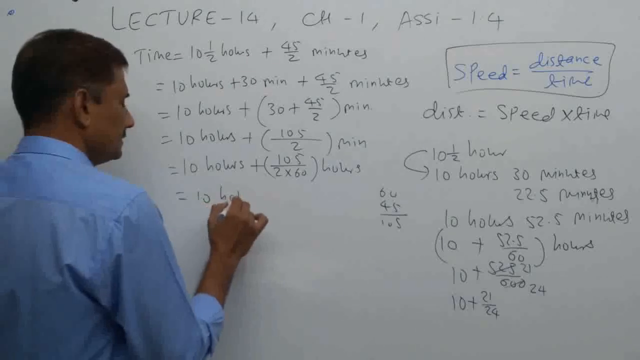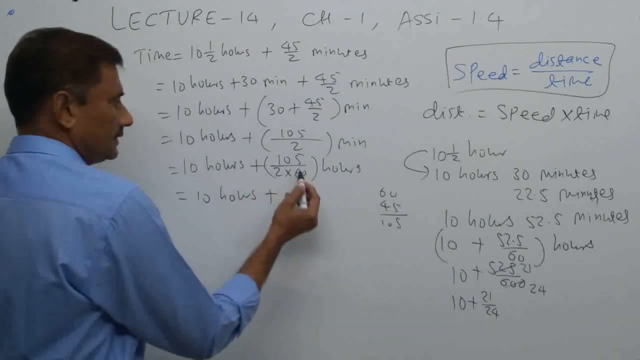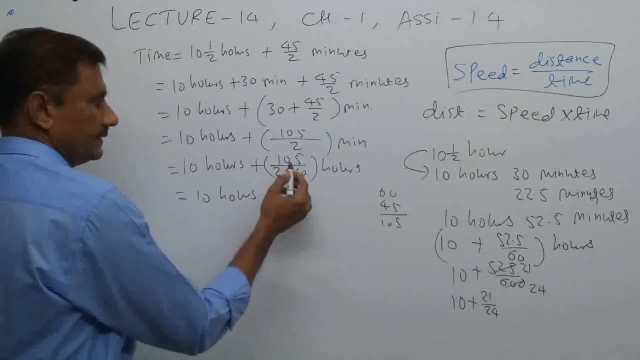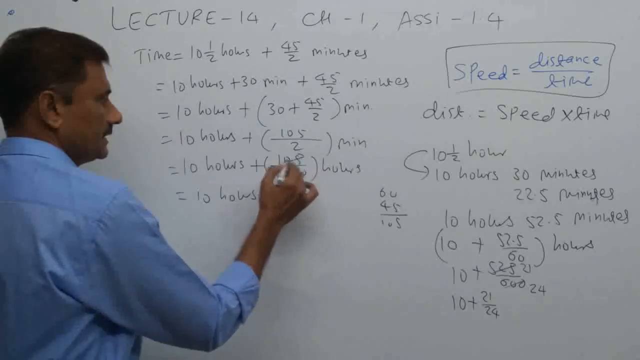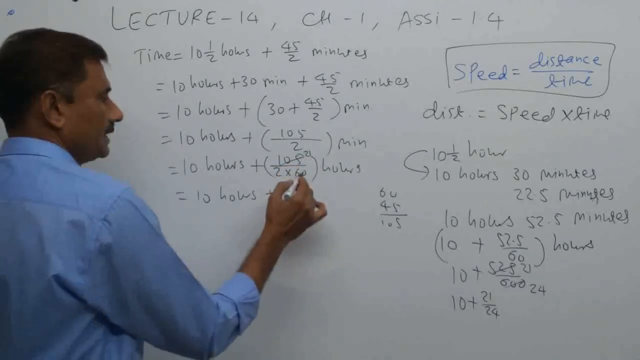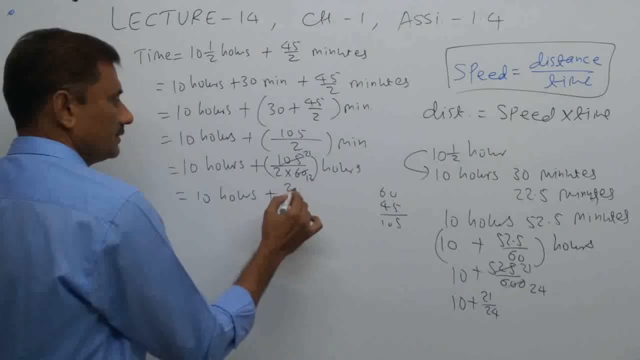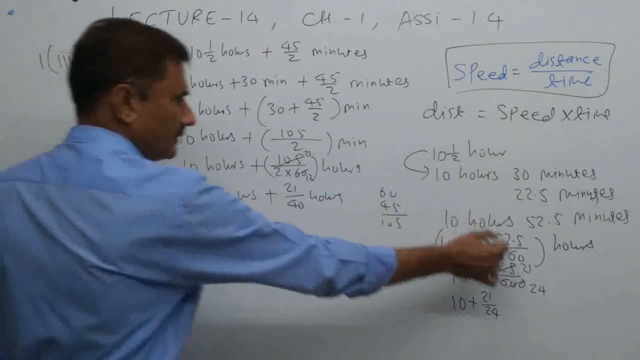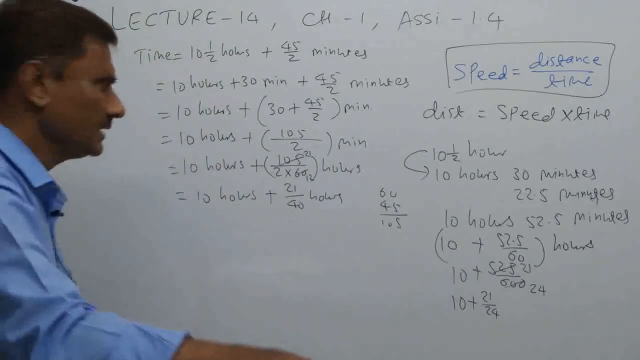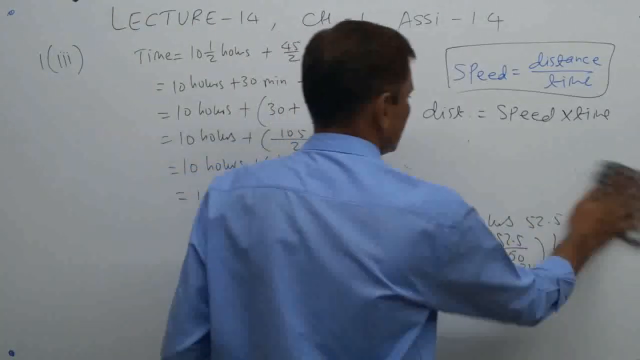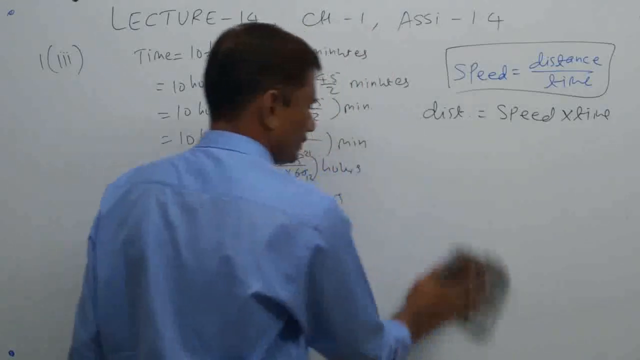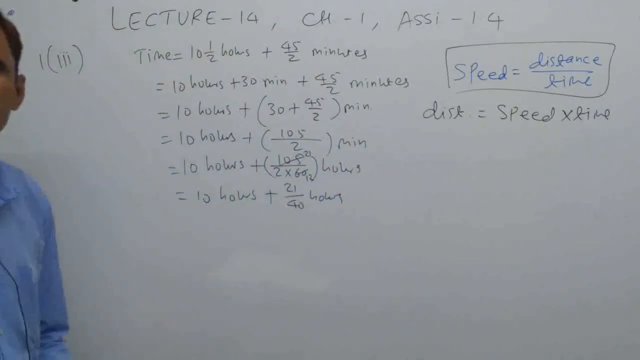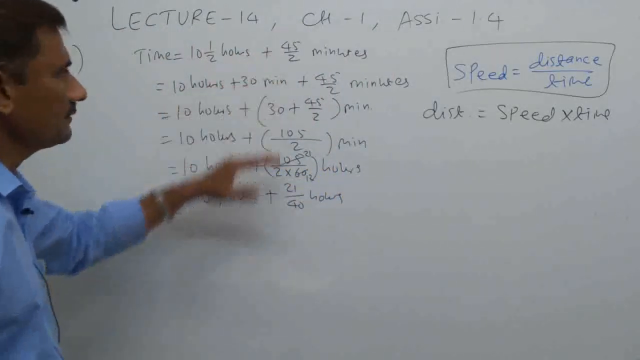10 hours plus. Now they are divisible by 5. Okay, so 5 2s are, 5 1s are, so 21. And here 12. So it will be 21 upon 40 hours. Okay, so look here, I can also make it in decimal, both are the same thing. So I think this becomes somewhat complicated for you. Just understand what I have done so far.